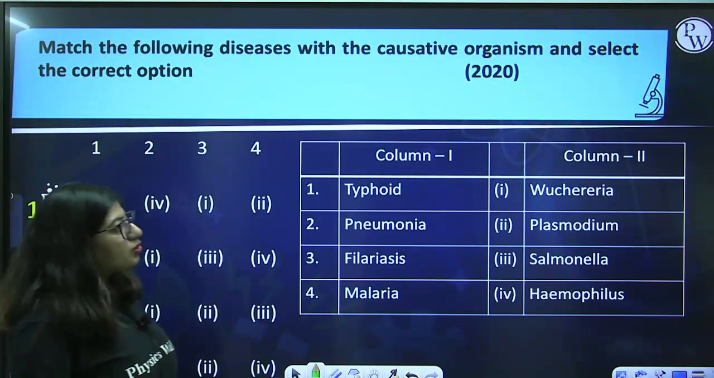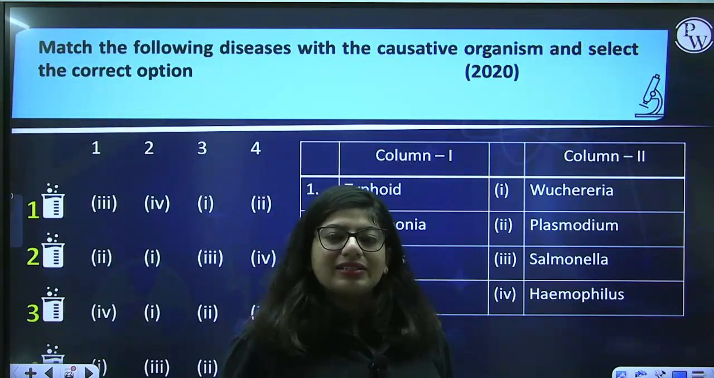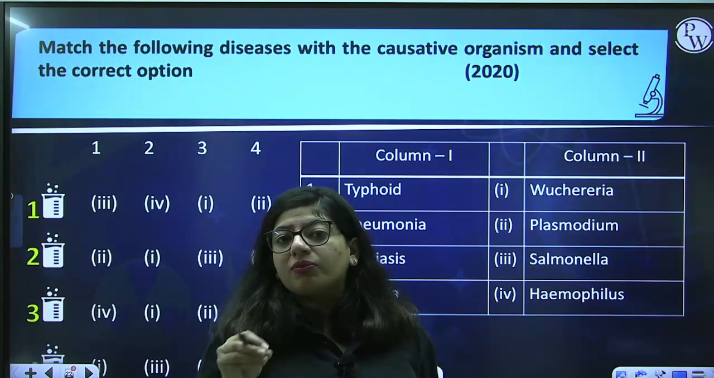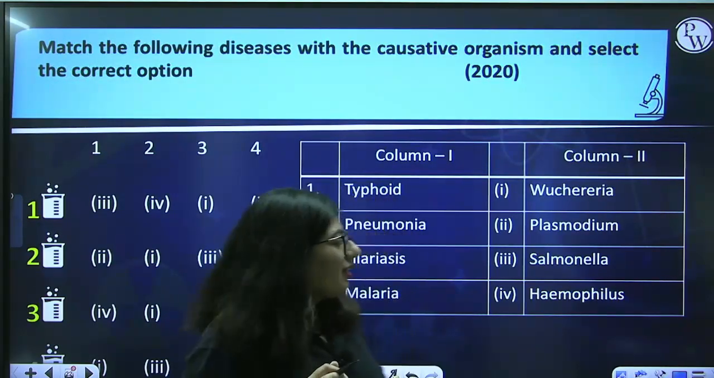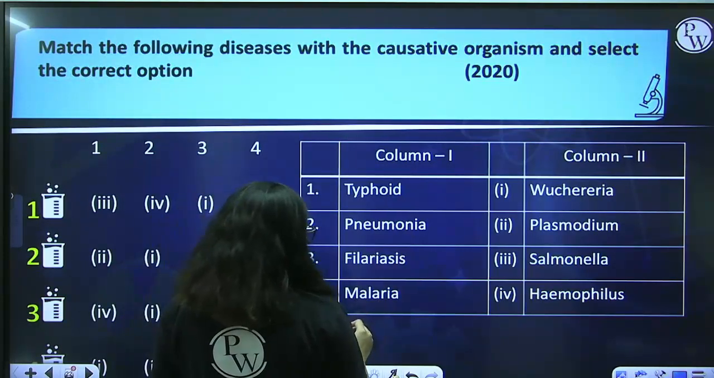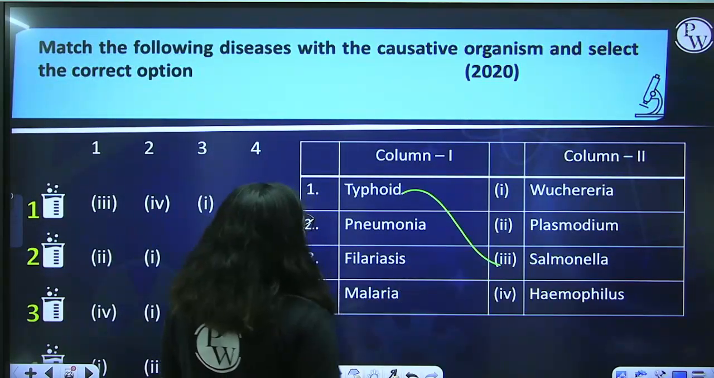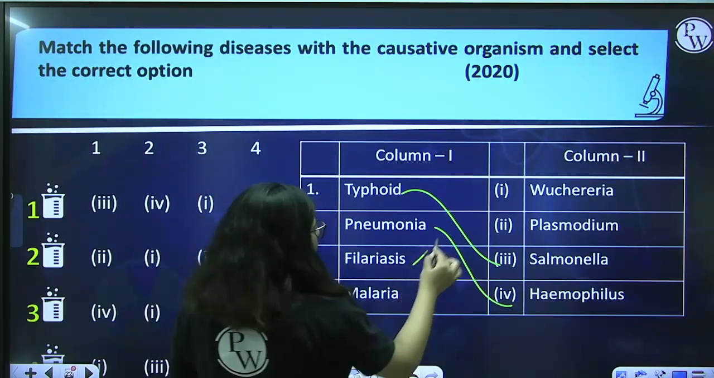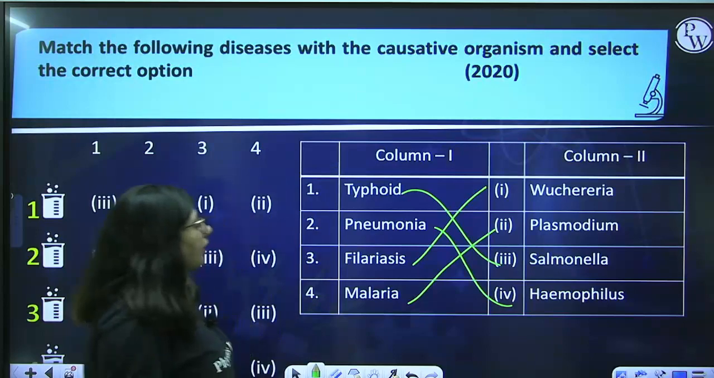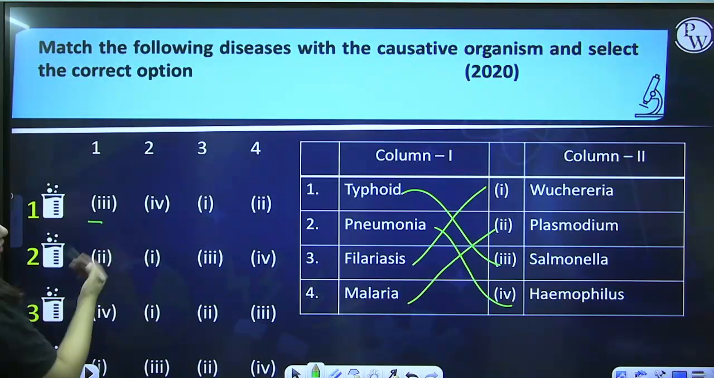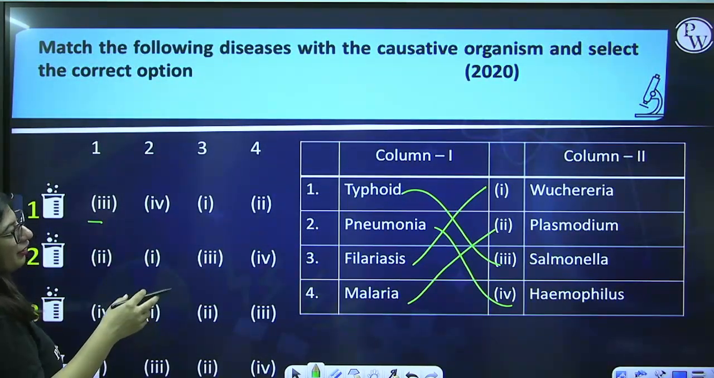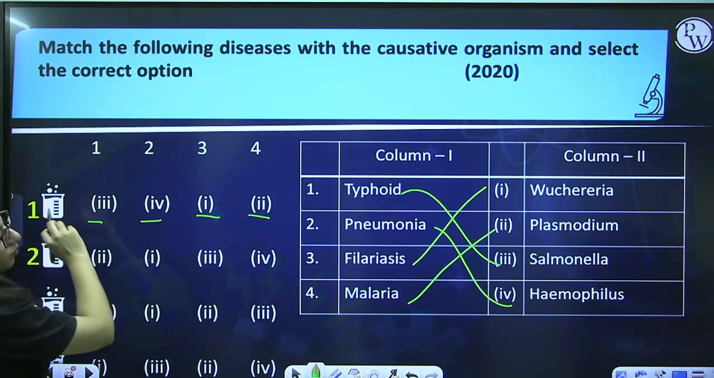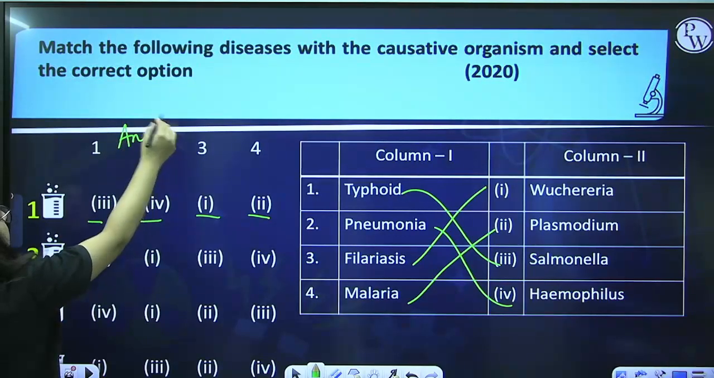Match the following again. So, you know, there is one thing that you will see in exam. Mostly you will get the question in the form of match the following, if the question from this chapter is from diseases. Typhoid is due to Salmonella. So, for A we have 3. Pneumonia is due to Haemophilus. Filariasis due to Wuchereria. Malaria due to Plasmodium. A3, 2, okay, 1, 3, 2, 4, 3, 1 and 4, 2. Very true. Answer is 1. Next.